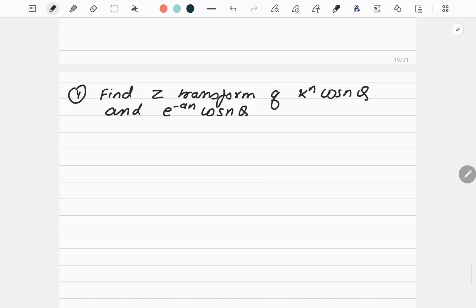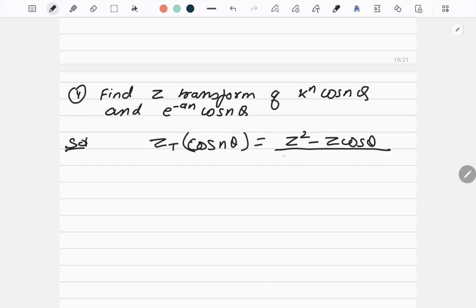Now the next question involves cos theta, right? So I should remember the formula for cos and sine because it is required in a few questions, which we have observed. So what is the z transform of cos n theta? Z transform of cos n theta is equal to z square minus z cos theta upon z square minus 2z cos theta plus 1. So what is the z transform of k to the power n cos n theta?